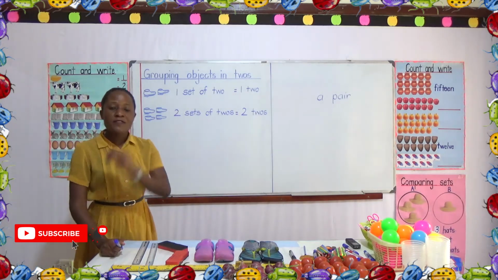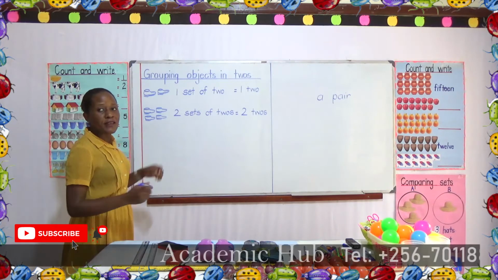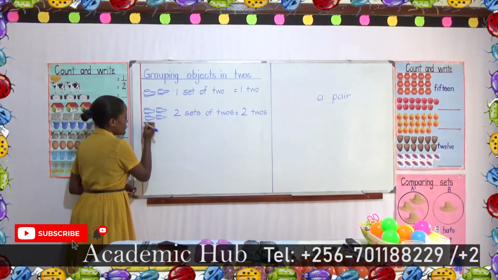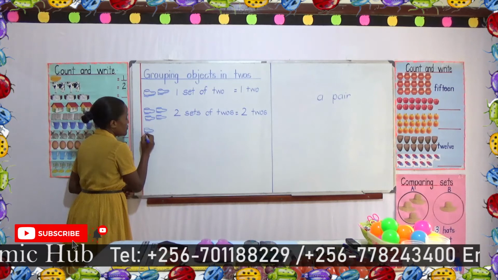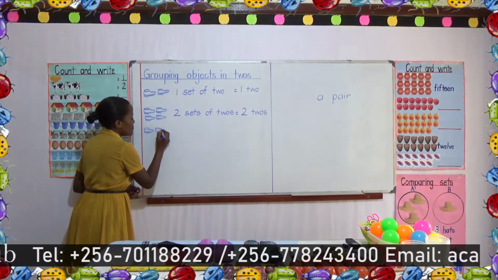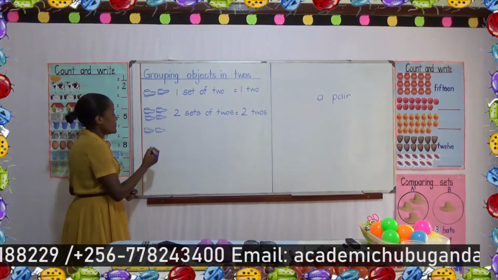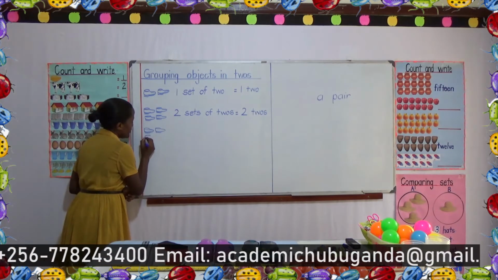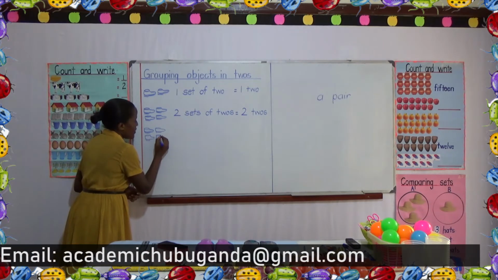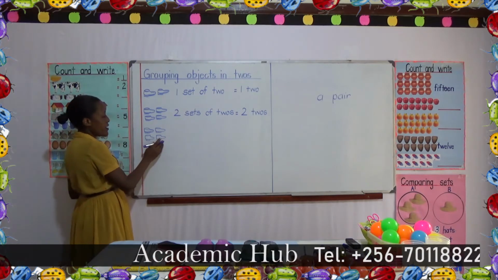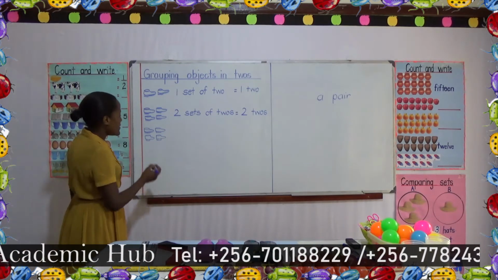Okay, what if I have three pairs? Let me draw them on the board, please. Listen, everybody. That's a set. That is a set. That is another set or another pair. Don't laugh at my shoes. Remember to draw better ones.